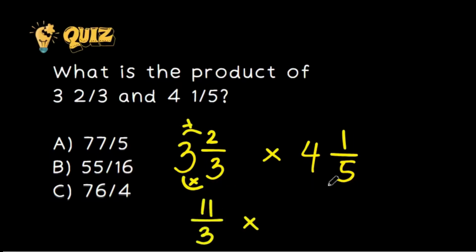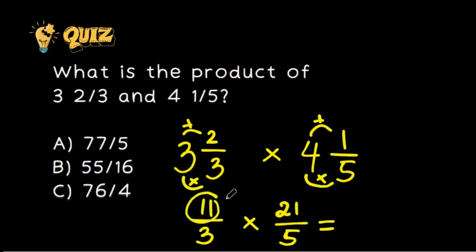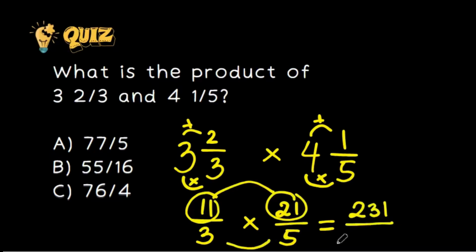Also, we have 4 and 1 fifth, which can be written as 4 times 5, that is 20, plus 1, we have 21. And the denominator is 5, so therefore we have 21 over 5. Then, we basically multiply these two improper fractions. So 11 over 3 times 21 over 5. So 11 times 21, that is 231. And the denominator, 3 times 5, we have 15.